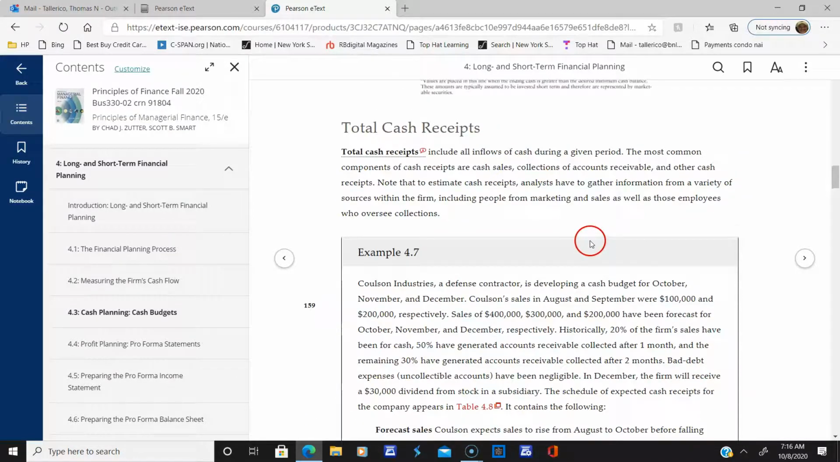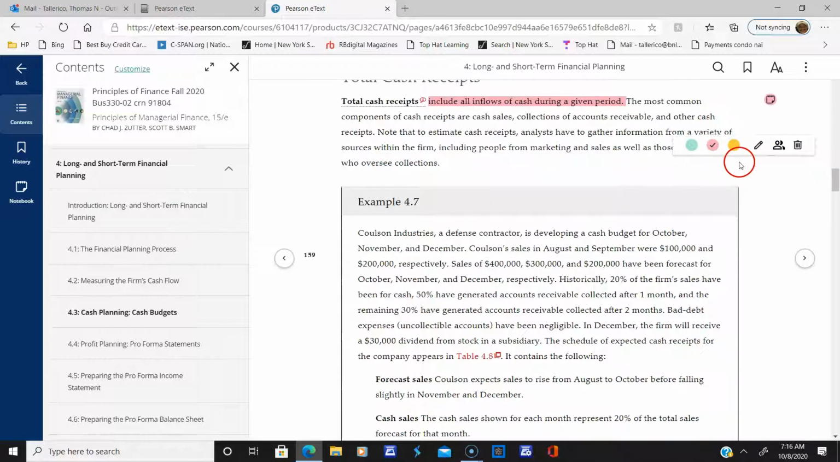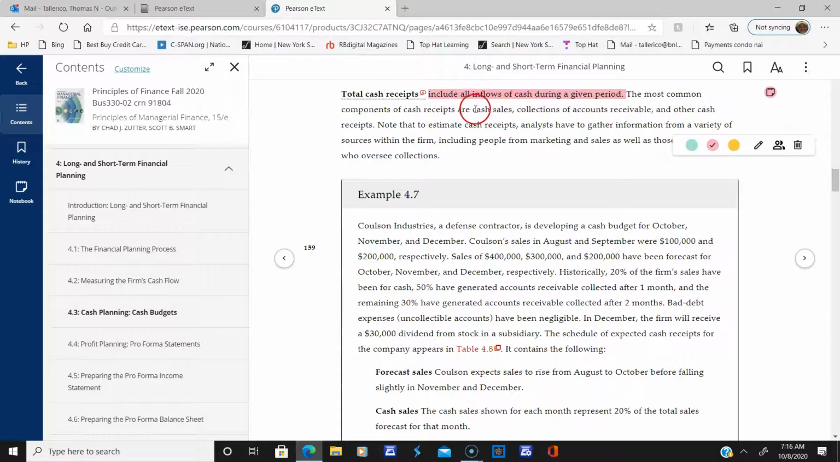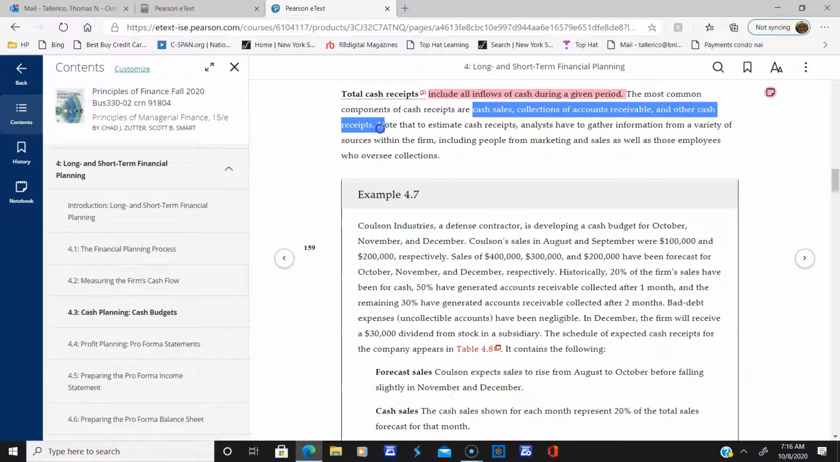So here's the write-up on the cash receipts, and that includes all the inflows of cash during a given period. So here's your sales, your collections, and your other cash receipts. If anybody has any questions, email me about this all the time, as I always tell you.